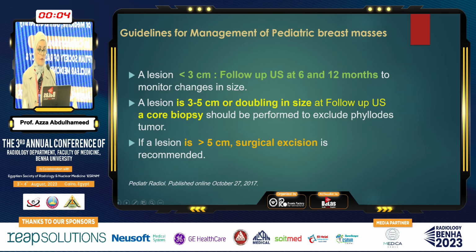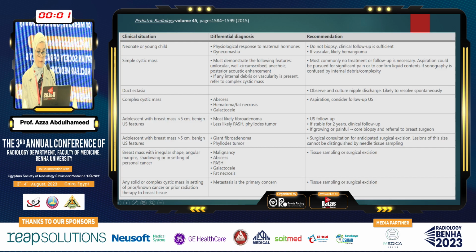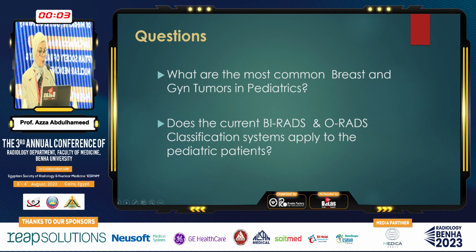Another conservative publication started with 3 centimeters, not 5. Now, back to our 2 basic questions. Now we know what the most common breast and ovarian masses in pediatrics are, and whether the current BI-RADS and O-RADS classification systems apply to pediatric patients.